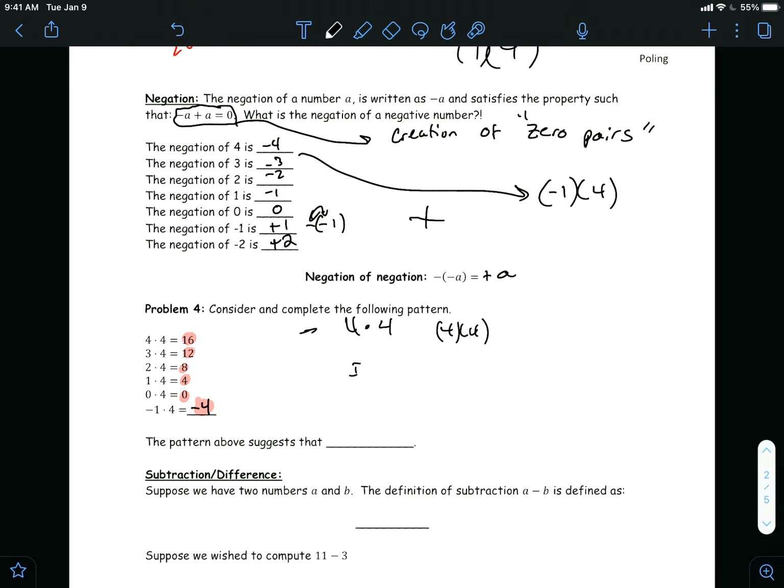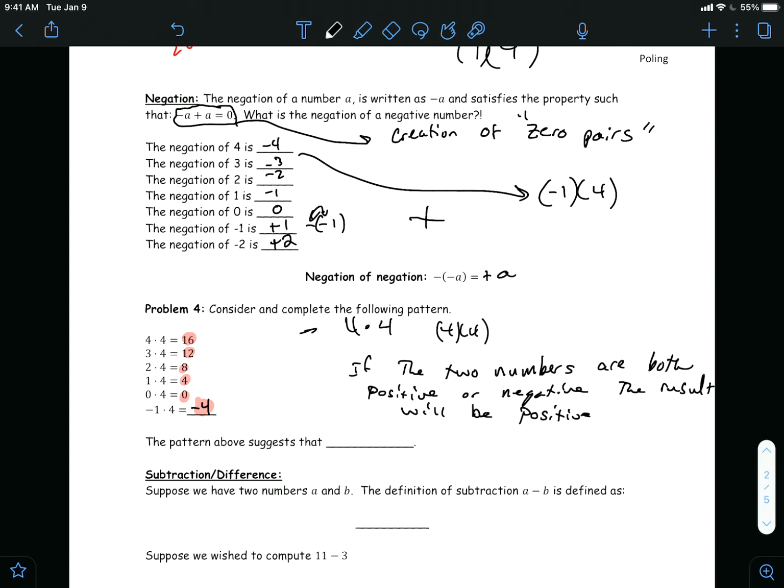If the two numbers are both positive or negative, the result will be positive when multiplying. Does that sum up what you guys were thinking? Yes. Okay, that's one.